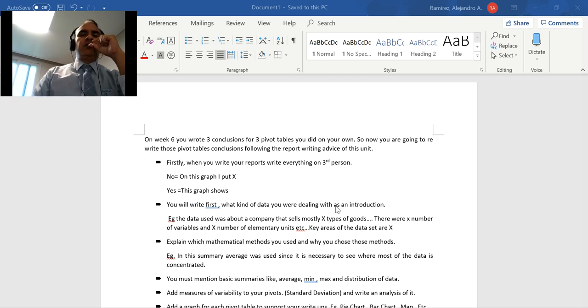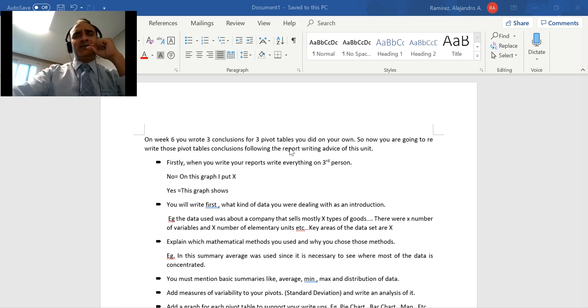Okay, so the first thing, when you're writing statistics reports, you cannot put I believe, I think, I found. You write this graph shows, the data shows, it can be seen. Always third person. Then you will write first what kind of data you're dealing with. As an introduction, you're going to write, okay, this data set is about a company that sells, for example, cars, and we have 15 variables, we have 3 elementary units, and with that we're trying to find out what are the average sales per car, for example, right?